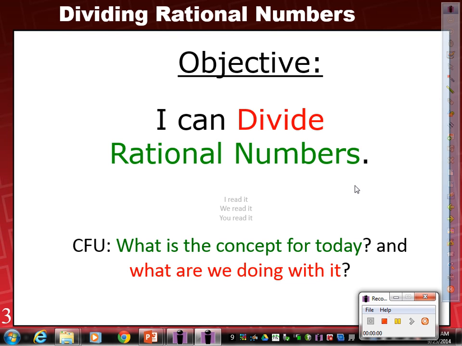Of today, I can divide rational numbers. We read together: 1, 2, 3. I can divide rational numbers. By now you should know what rational numbers are. Fill in your Frayer model, please. Go.